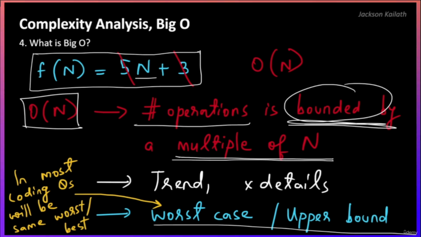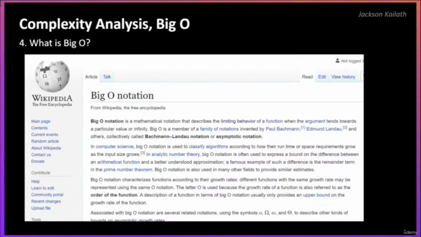Now let's take a look at what Wikipedia has to say about big O notation. You can see over here it says big O notation describes the limiting behavior of a function when the argument tends towards a particular value or infinity.